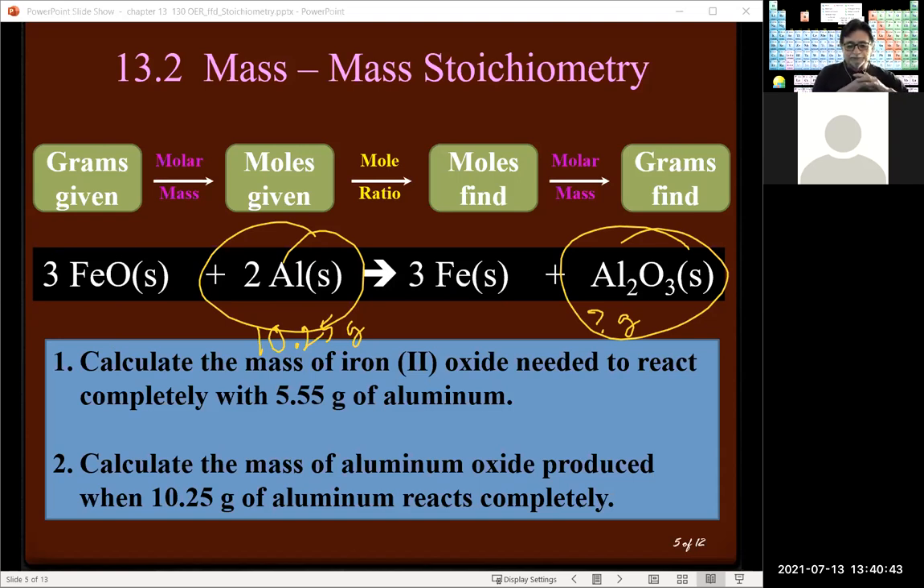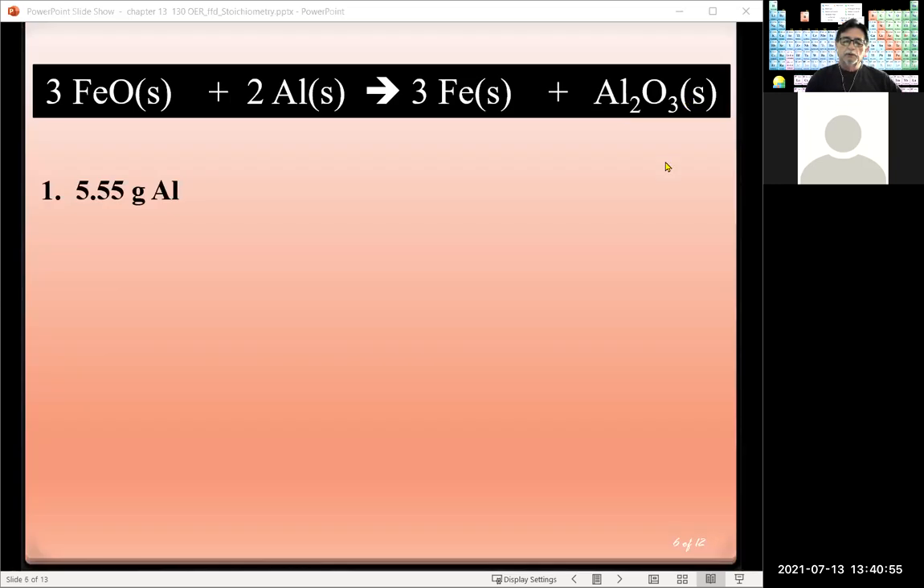All right, so that's what we're looking for, those two. So we identified both. Now let me clear this up. We're going to do the first one. So we have 5.5 grams of aluminum. The first thing we need to do is convert those grams to moles of aluminum.